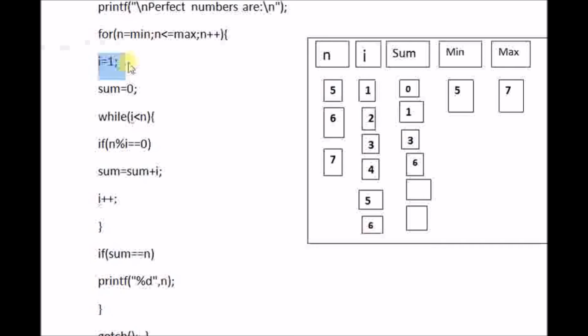Once again, we have to assign the value of I to 1. So I will erase this part. Okay, so the value of I is 1 and the new value of sum should be 0. We will erase this part too.